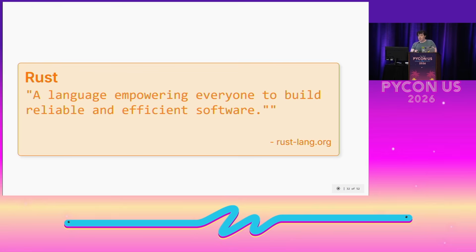So a little bit about Rust. Actually, show of hands, who here is familiar with Rust? Okay, the vast majority of people. Awesome. So Rust on its website says that Rust is a language empowering everyone to build reliable and efficient software. And reliability is really important. We have all of these changes happening, and we don't want to break users. And efficiency is also really important because people want Python to be fast.